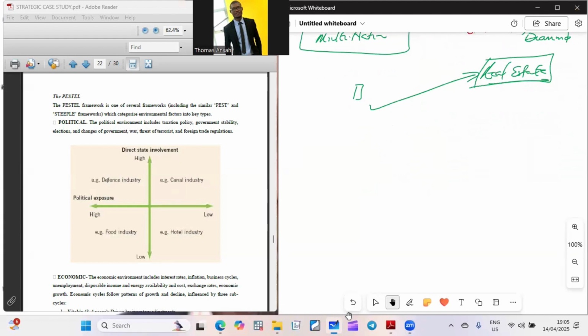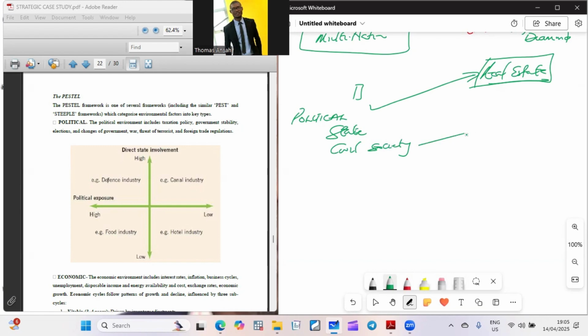What is the impact of the state and the civil society, political, on your job? When we talk about civil society, it includes social media and traditional media. Traditional media is what we call the radio stations and the TV stations. All right.